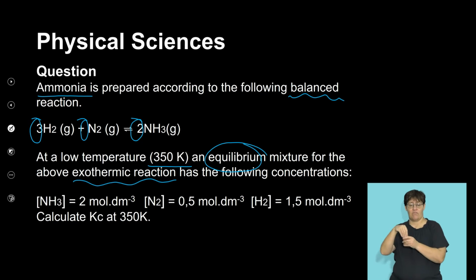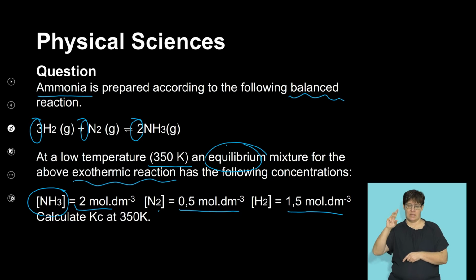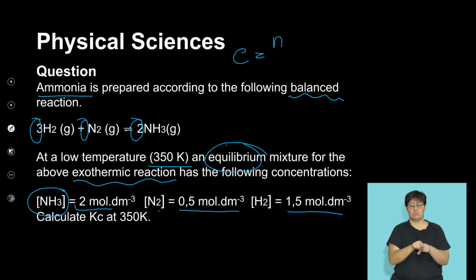They tell us that at equilibrium, the concentration of ammonia is 2 mol per decimetre cubed. The concentration of nitrogen is 0.5 moles per decimetre cubed. And for the hydrogen gas, it is 1.5 moles per decimetre cubed. I just want to refresh your memory again that concentration is equal to the number of moles per unit volume.